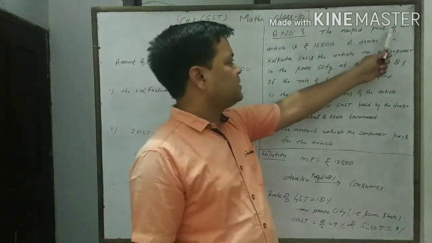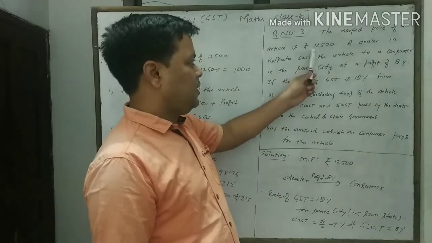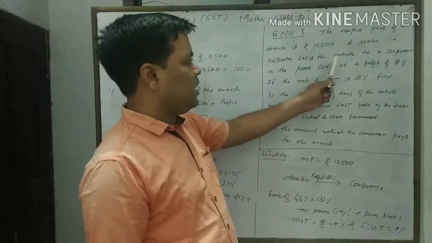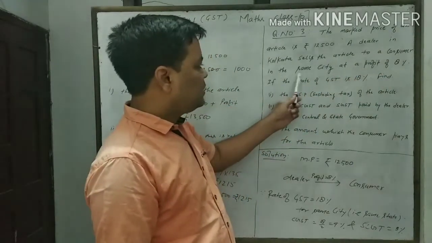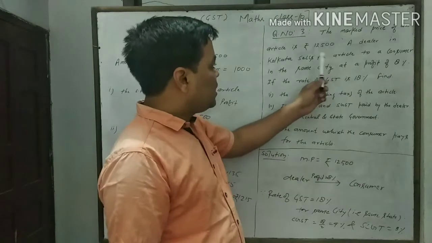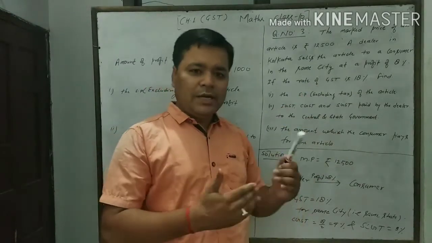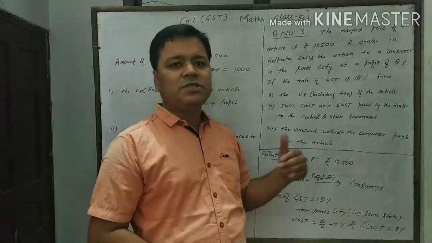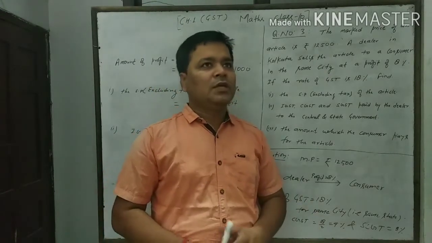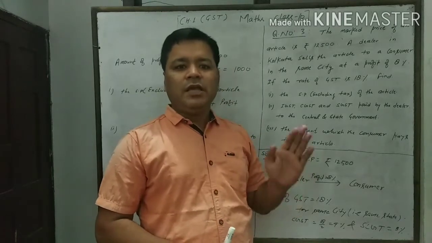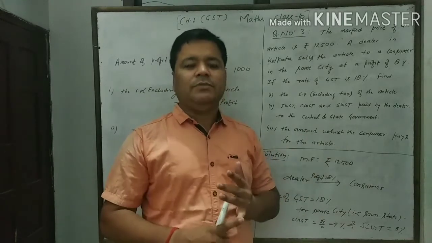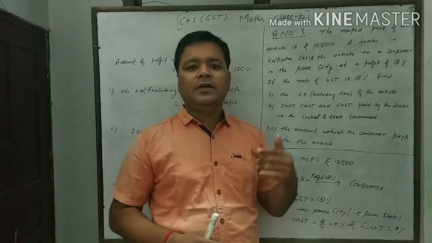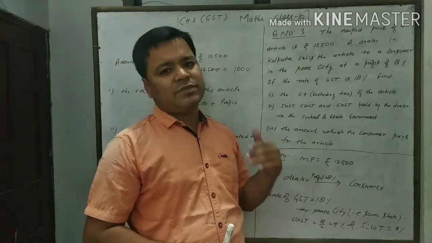The market price of an article is rupees 12,500. A dealer in Kolkata sells the article to a consumer in the same city. It means this is a matter of intra-state, the same state. In this condition, the value of GST is equally divided into CGST, central goods and services tax, and SGST, state goods and services tax.